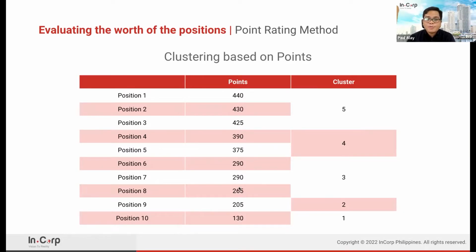So what we'd be doing is clustering those positions with scores that are quite close to each other, and then coming up with clusters for those. For example, for the first cluster, these 3 positions, since they are relatively close to each other in terms of scores, this would be tagged as cluster 5, or for some organizations, band 5 or job grade 5 or position level 5, while the position 4, or in our example earlier, HR manager, would be clustered together with this one, with position 5, because they are the ones closer to each other, and so on and so forth.